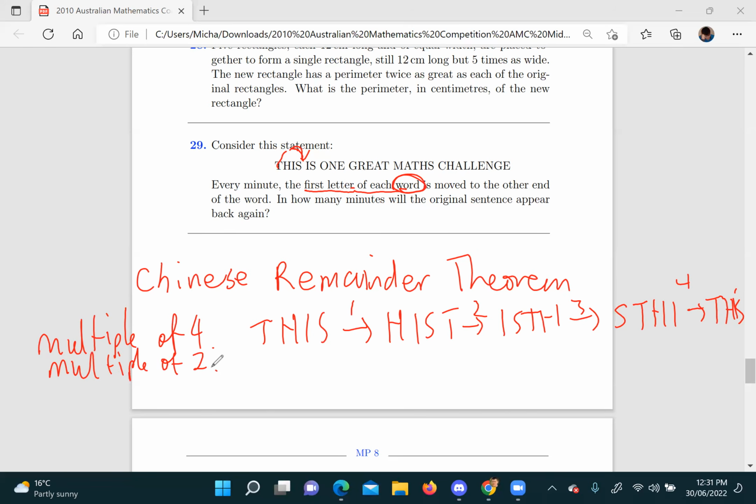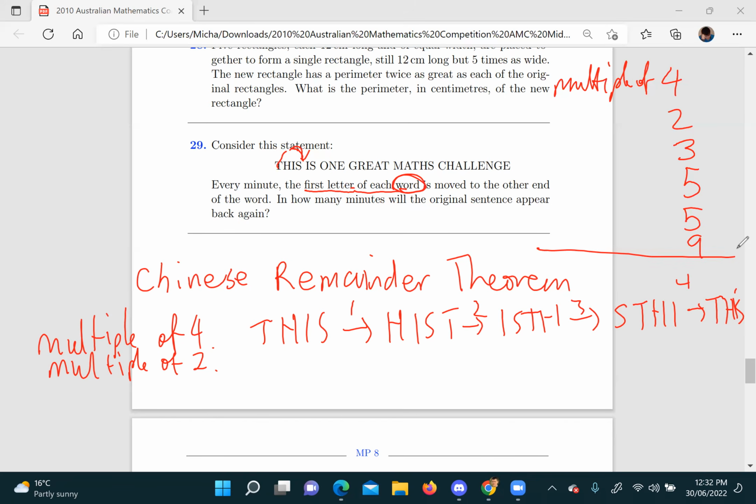Basically, you look at the number of letters in each word, and the answer has to be a multiple of each one of those. So it's the lowest common multiple of all the numbers: it's a multiple of 4, 2, 3, 5, 5, and how many letters in challenge? 10. 1, 2, 3, 4, 5, 6, 7, 8, 9, 10. So it has to be a multiple of all of those numbers, and you just need to find the least common multiple.